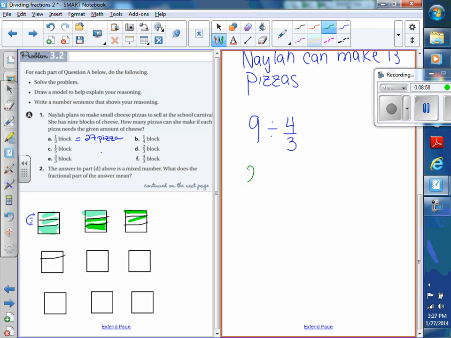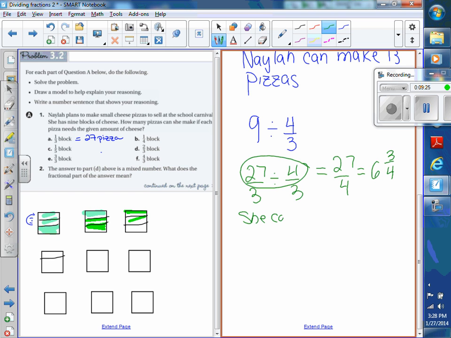So I'm going to change my 9 to 27 over 3 and divide by 4 over 3. Did you get it wrong? So let's check your work. I think you got it right. 27 divided by 4 is 6, right? Goes in 6 times? 4, and then you have 3/4 left over, right? So you don't have enough for 7 pizzas. She can only make 6, right. Okay, that's where I got my thinking. I was confused.